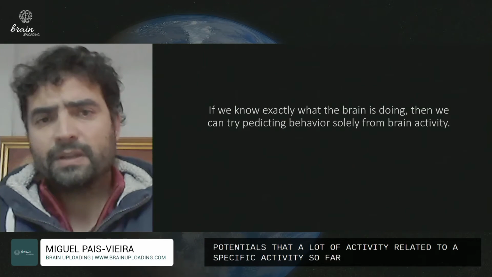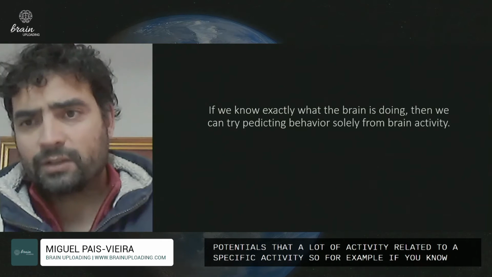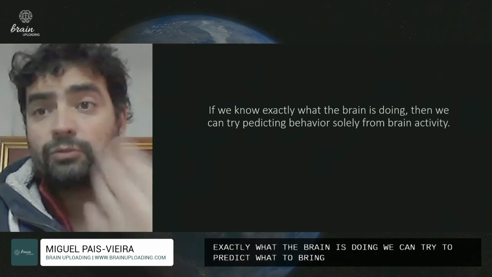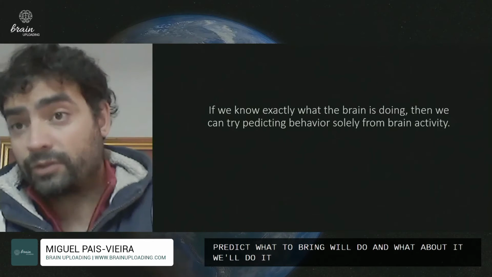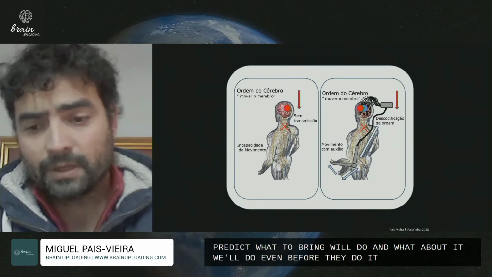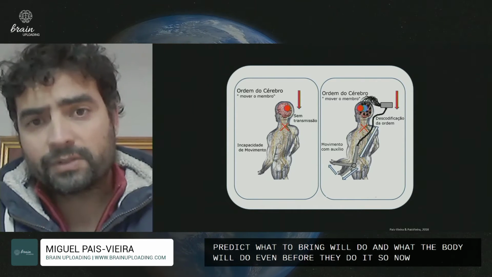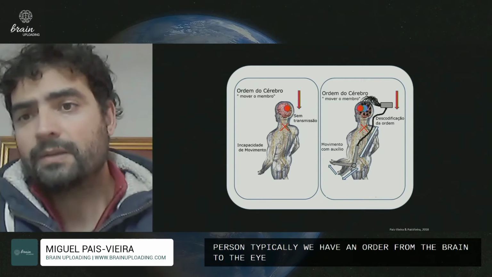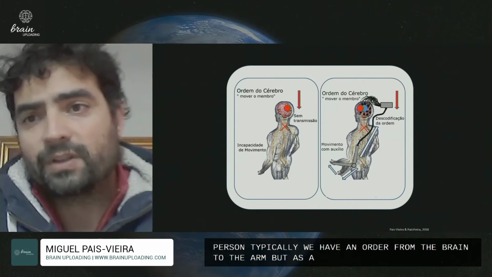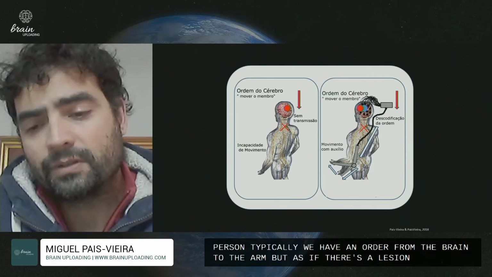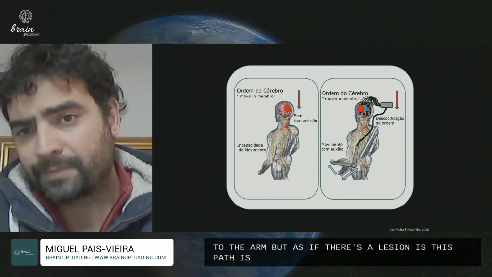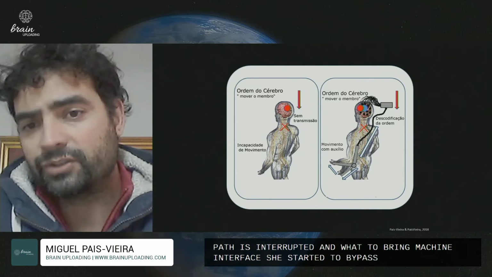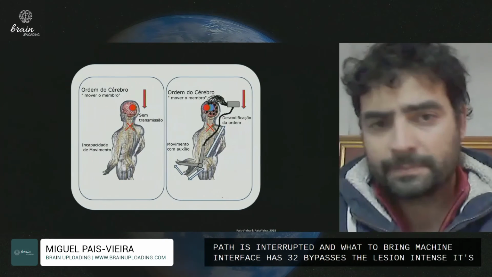So for example, if we know exactly what the brain is doing, we can try to predict what the brain will do and what the body will do even before they do it. So in a healthy person, typically, we have an order from the brain to the arm, but as there's a lesion, this path is interrupted. And what the brain-machine interface does is that it bypasses the lesion and sends it to a machine.